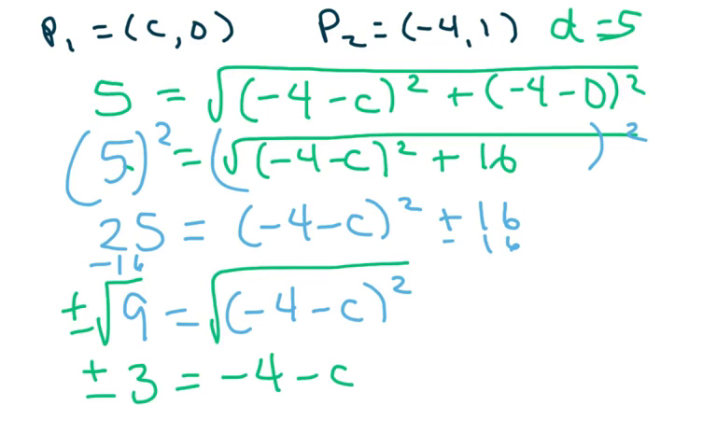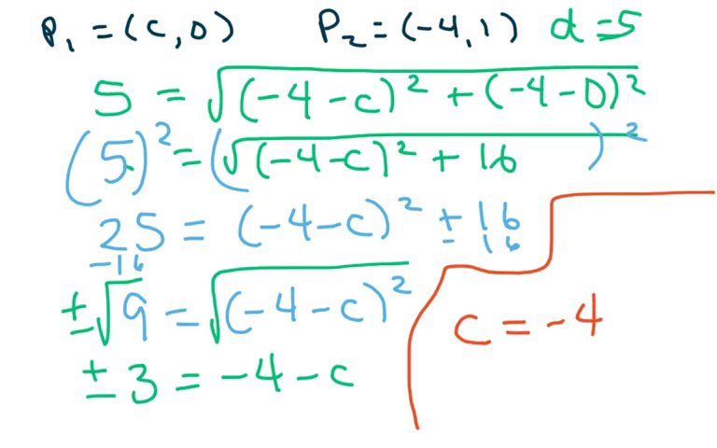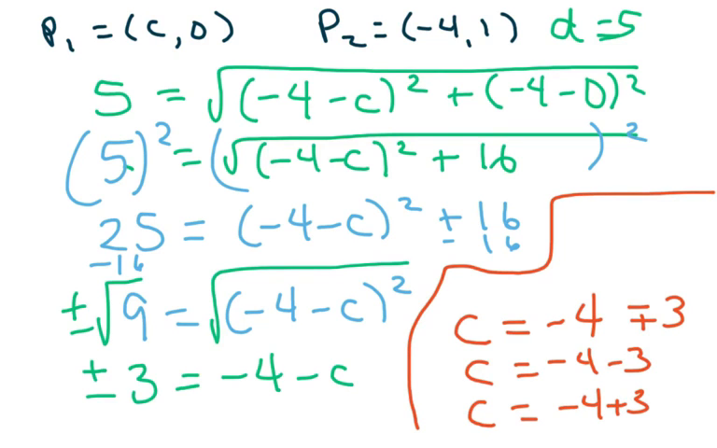And this time I'm going to do it a little different. I am going to move the c over on this side and make it positive. Keep my negative 4 here, and then subtract and add the 3. So we have c equals negative 4 minus 3, and c equals negative 4 plus 3. And this equals negative 7, and this equals negative 1. And if you plug that in, it should work.